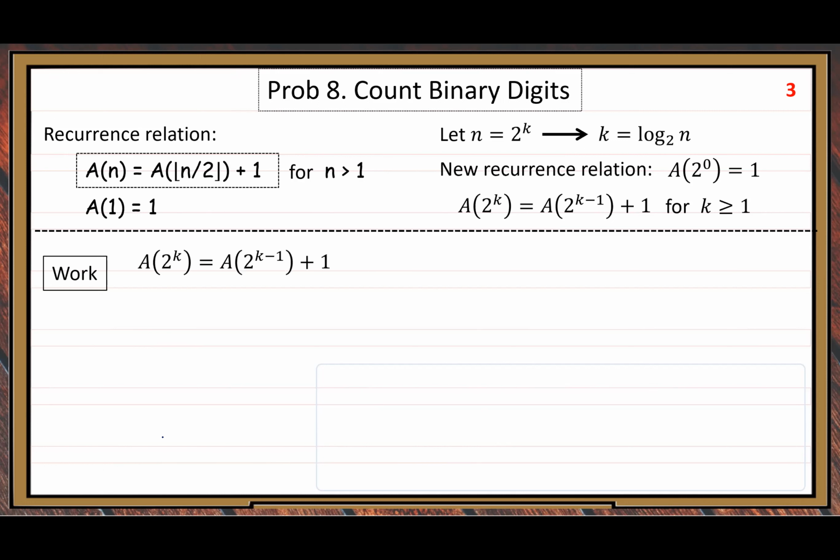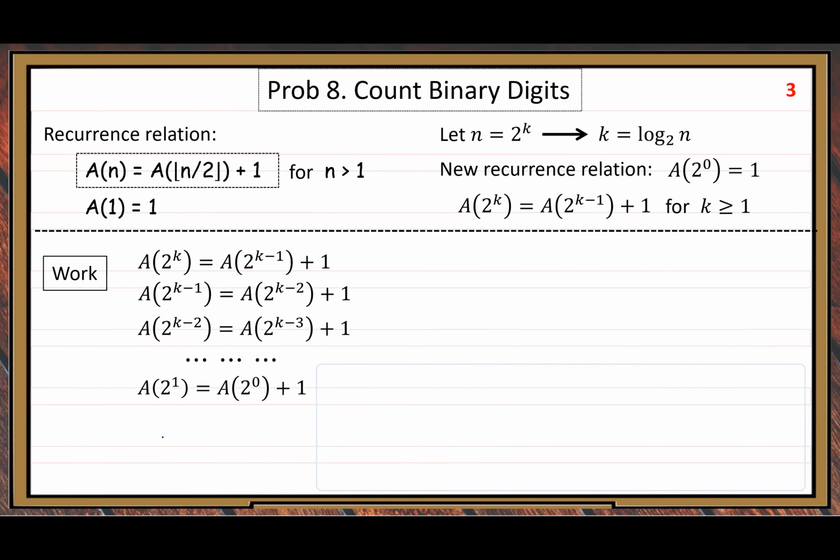So we work like this. The first equation. Next one, we do division by 2, right? Division by 2, still a good expression. Another division by 2, and so on, until we reach the bottom, the base case. Because this one is the base case, we can stop. A of 1 equals 1, base case.